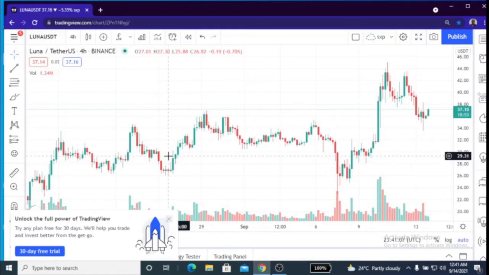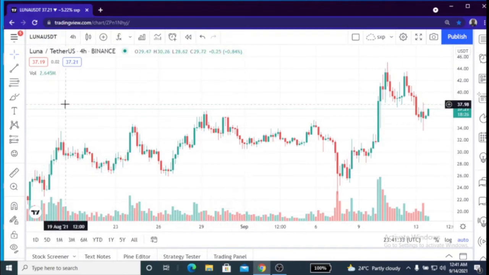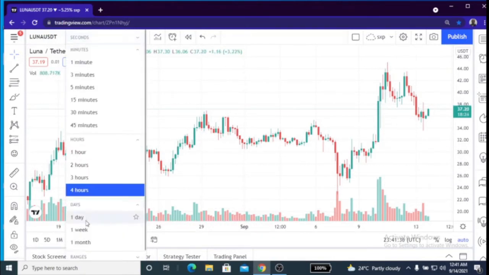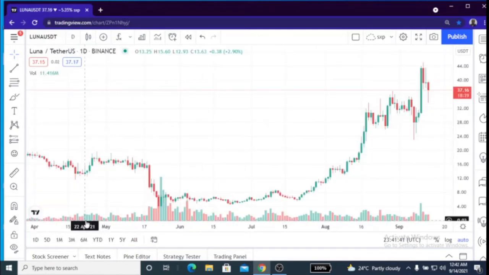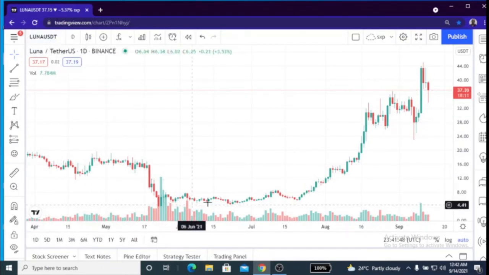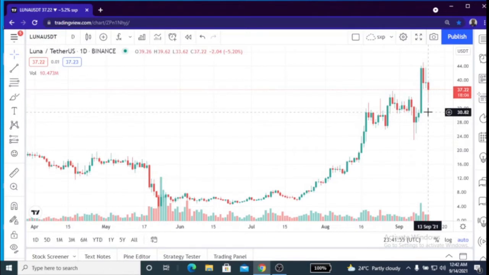To enter this trade, we need to first determine what the trend is. For us to determine what the trend is, we'll go to the daily time frame and we click on the daily time frame, and we can see that I am trading the Lunar USDT pair, and we can see that this Lunar USDT pair is on an uptrend on the daily time frame. How do I know it's in an uptrend?